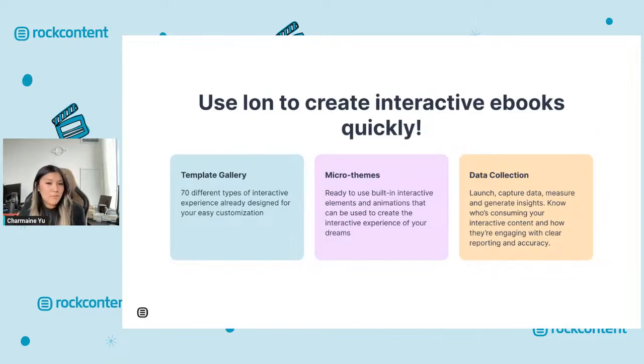So just a quick recap of how Ion can help you create an ebook quickly. You can utilize our large variety of interactive experiences through our templates gallery. Use our built-in microthemes to customize your elements to your liking, and capture valuable data to measure your success. Achieving your goals with our clear reporting and accuracy.